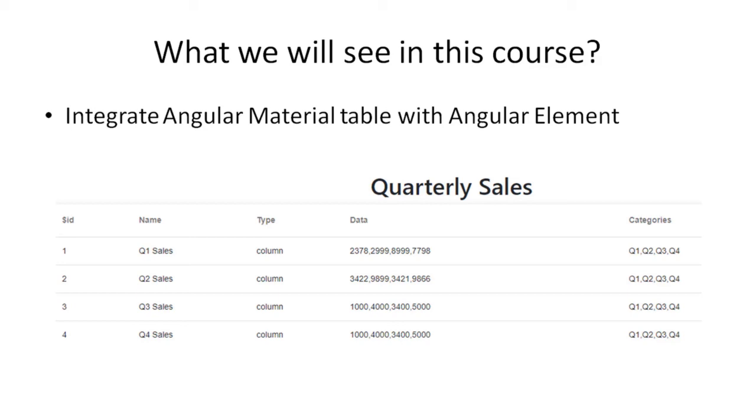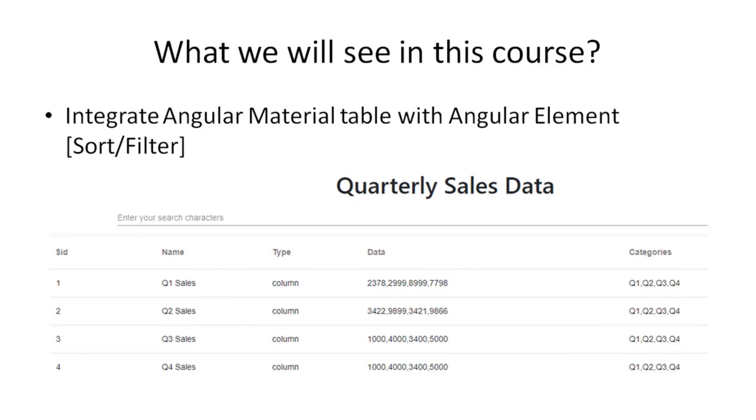We will see this example in two ways. The first example will be a simple Angular material table. And in our second example, we will add sorting and filtering functionality to our Angular material table. This table will take the data from various sources, for example, from a JSON file or from a MongoDB database.